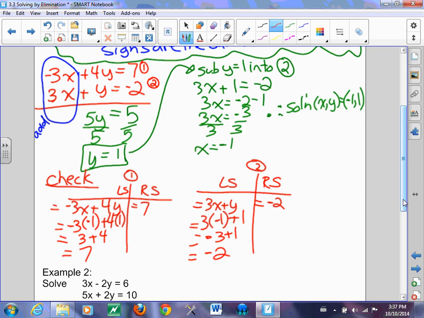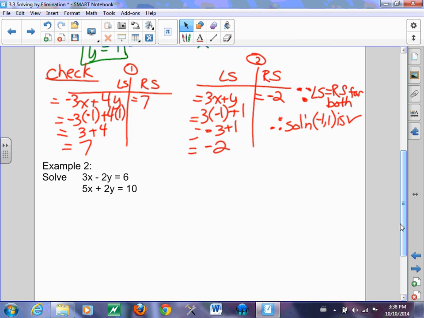So does left side equal right side for both? Yes. Don't forget to communicate that: since left side equals right side for both, therefore, the solution negative 1 and 1 is correct.